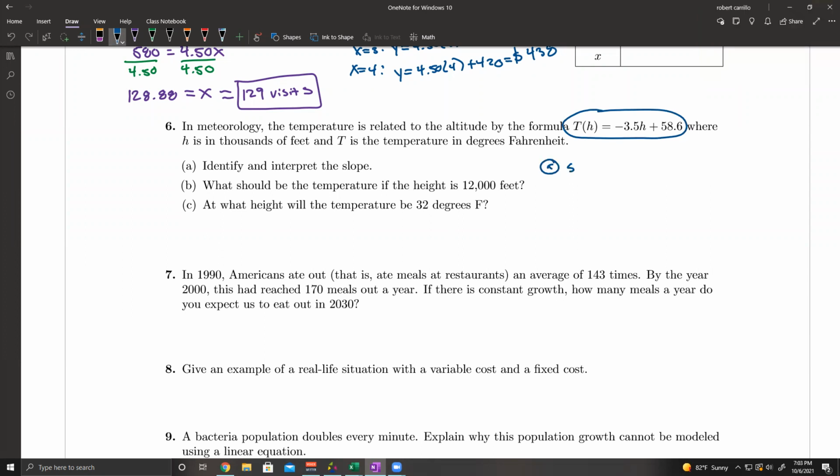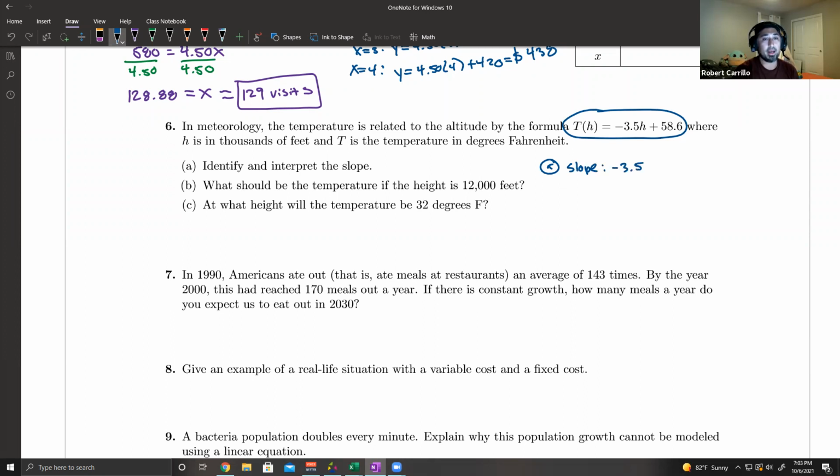Isn't it negative 3.5? I think. Good. Slope is negative 3.5. And I'll put the H on there, right? So slope is negative 3.5 H. Well, what does the slope mean in this problem?